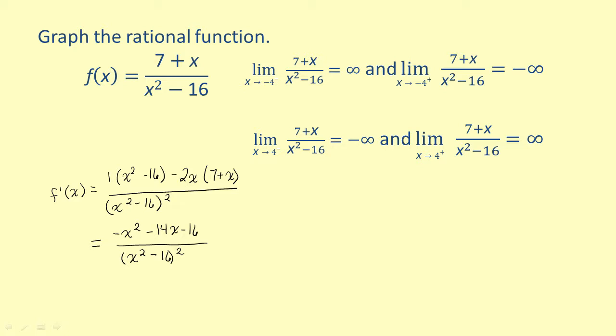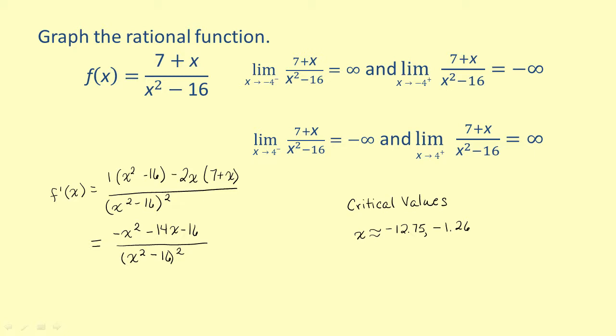Notice that the numerator is a polynomial that we can't easily factor. Using the quadratic formula, we get that x equals approximately negative 12.75 and negative 1.26. These values are the critical values since these are the values where the derivative equals 0. We already know that the function is undefined when x equals negative 4 or 4. However, these values are not in the domain of the function.